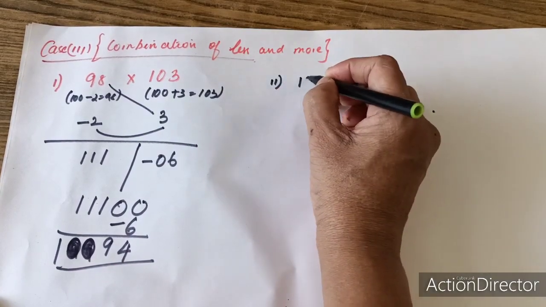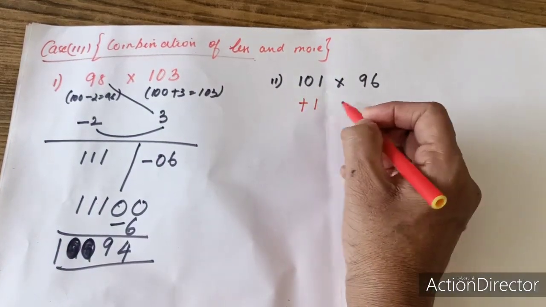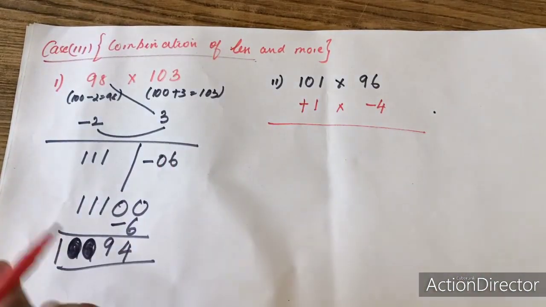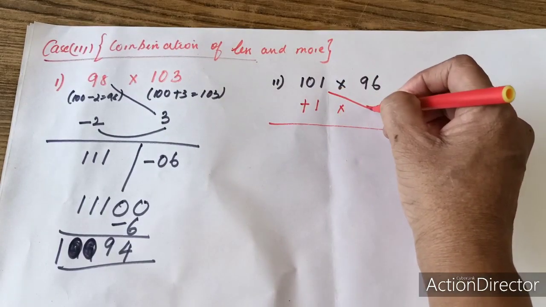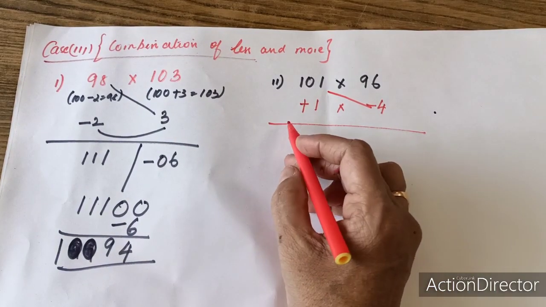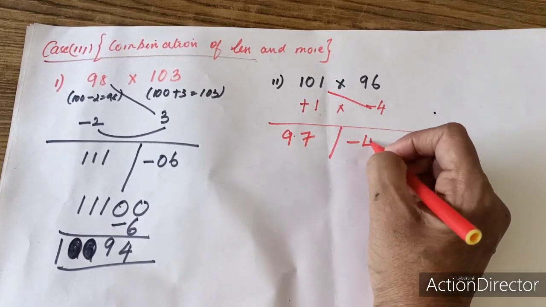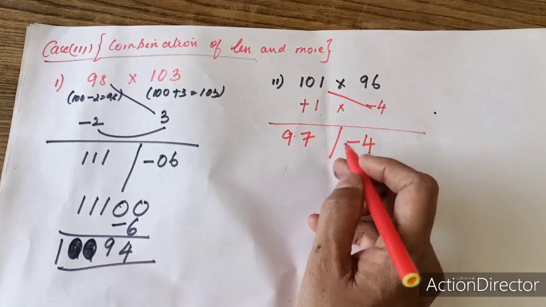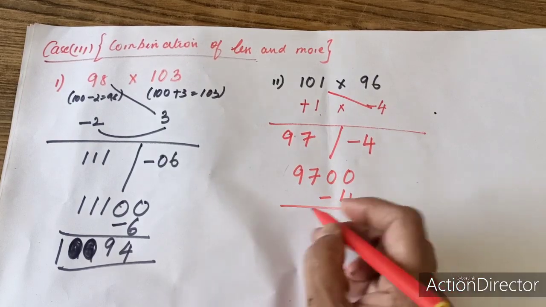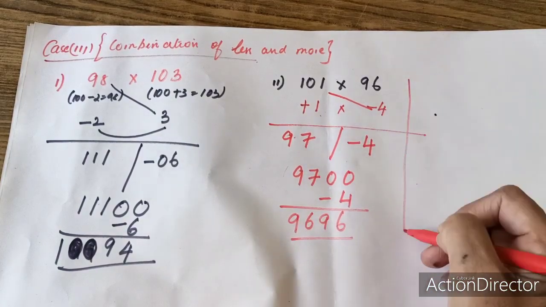For second one, 101 multiplied by 96. So now 100 plus 1 is 101 and here 100 minus 4 is 96. So first step is to do 101 minus 4. So 101 minus 4 is equal to 97 and 1 into minus 4 is minus 4. So as I said earlier, since it is minus, first I had to write this 97 as 9700 and subtract 4. So my answer will be 9696. Let me give you another example.